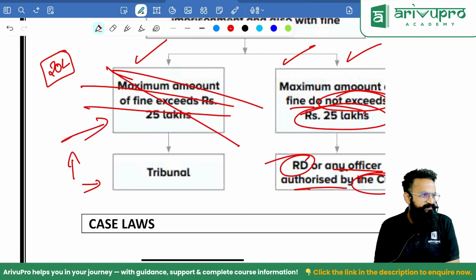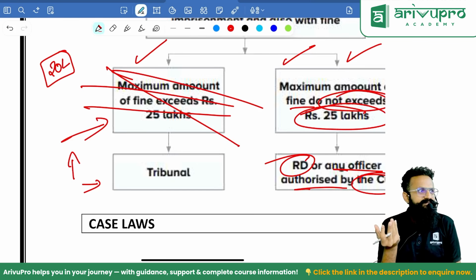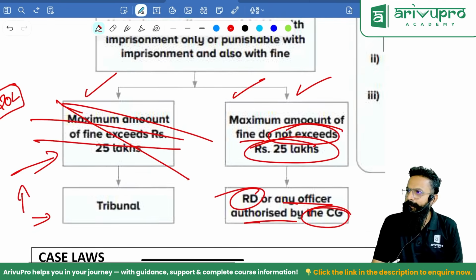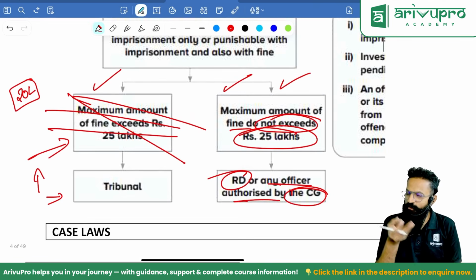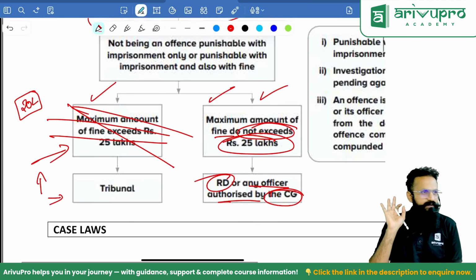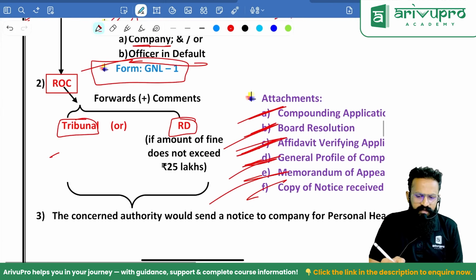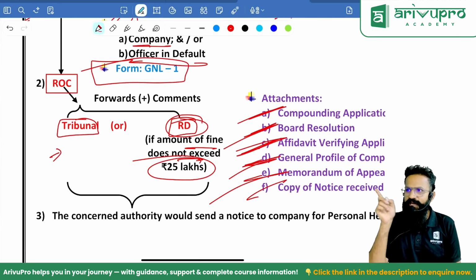Getting it? See, this is where interpretation of statutes comes in. Agreed? What to do in the exam? I'll show you a case law also. Wait. This is okay, clear. So that's why the tribunal has no limit written here. Sir, for the RD, if the amount of fine does not exceed 25 lakh, up to 25 lakh, we'll go there.